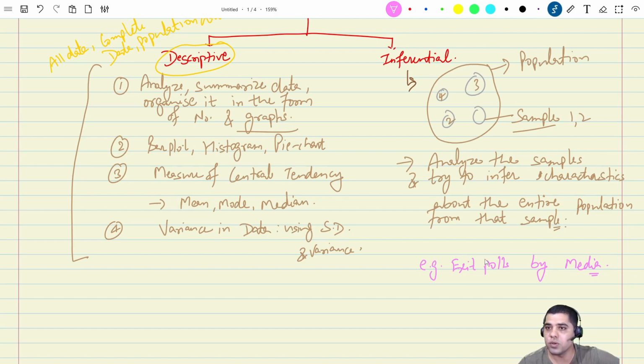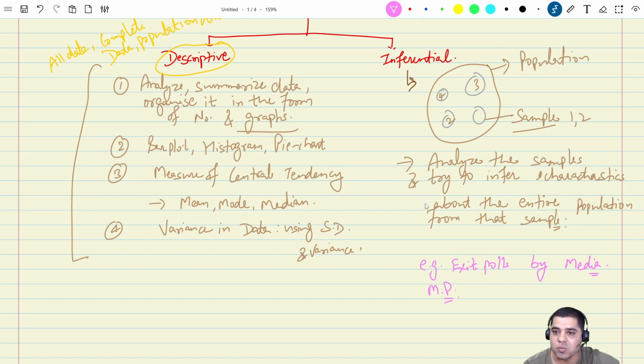So for example, if in one of the states, let's say Madhya Pradesh, MP, in India, the elections took place, and the exit polls are projecting that X party will be winning, or X party will be getting X percentage of seats, Y party will be getting some certain percentage of seats. So how do they actually infer that?